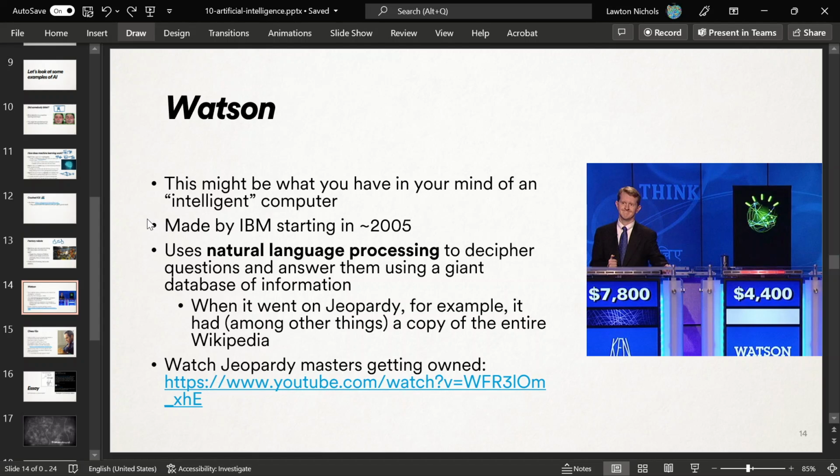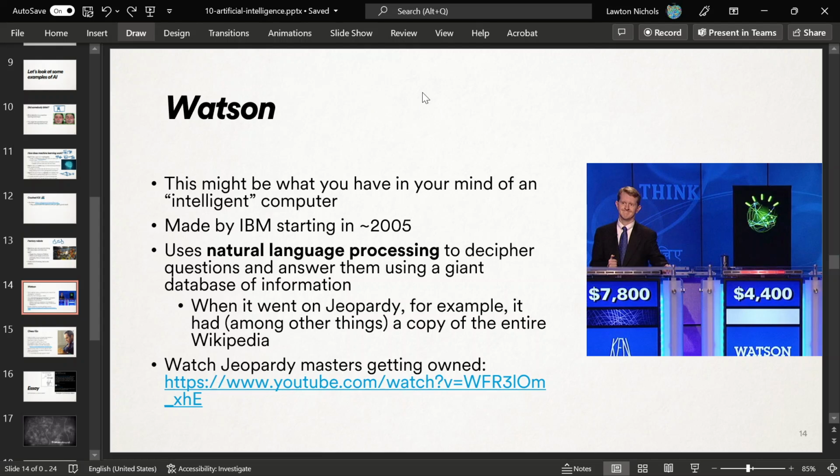And yeah, Watson was made by IBM back in 2005, and they started trying to make some general purpose artificial intelligence for this. So what Watson does is it uses natural language processing, a very cool term, to figure out what's being said. It's looking at the Jeopardy screen, reading the text there, deciphering that text and figuring out what question is being asked. It's trying to figure out all of that. And so that's natural language processing.